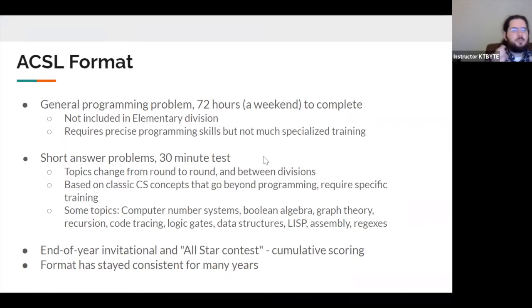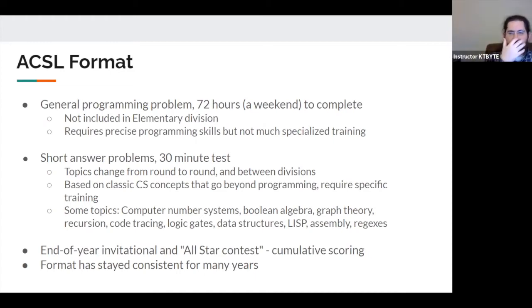It's more about, let me read this problem carefully. Let me make sure I haven't forgotten anything. Let me understand that if this thing happens and this other thing happens, then I have to do the problem in a different way than if one of them wasn't happening, that kind of thing. So just thinking things through logically and carefully. So it's a little bit more general than some of the other advanced ones.